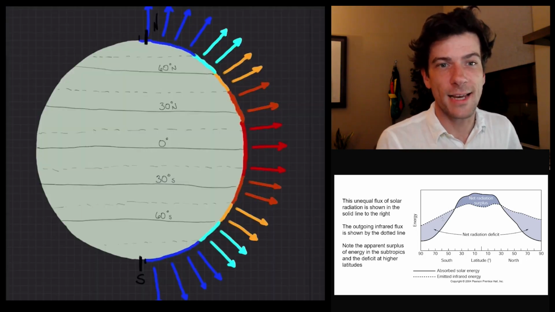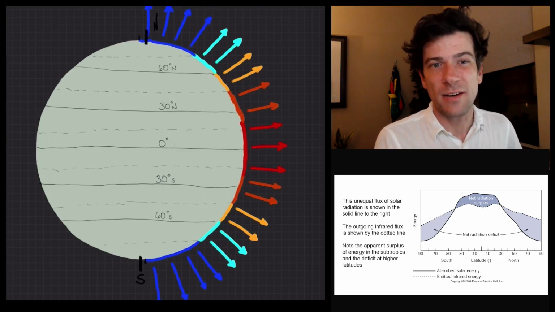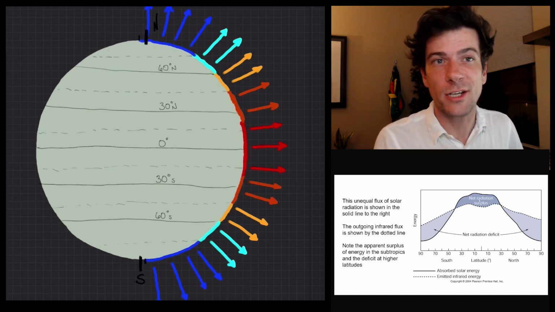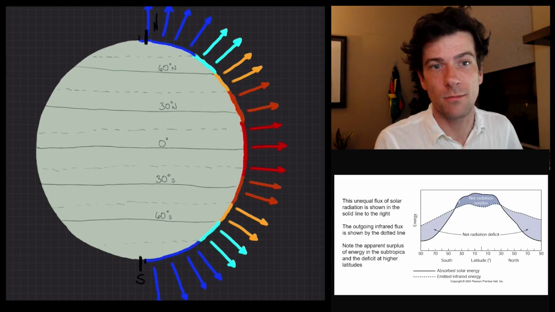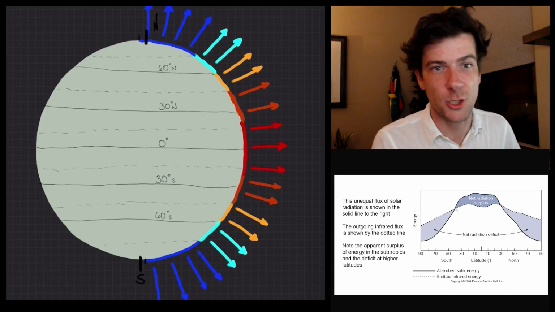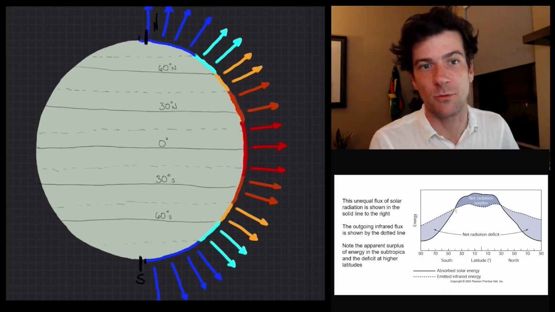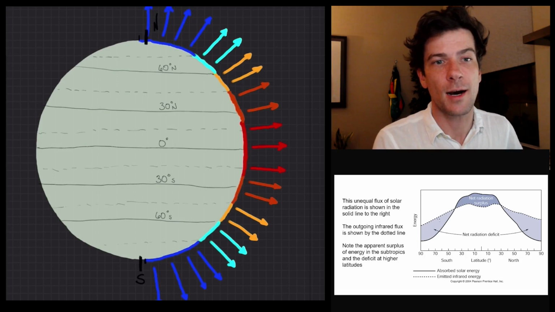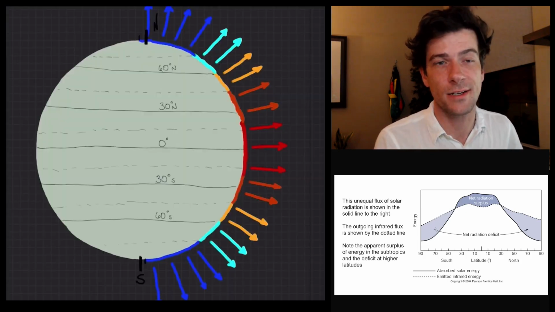That gives rise to this idea that we have a net radiation surplus, or apparent radiation surplus, in the subtropics, inside of 23.5 degrees essentially. This shows it extending out further, maybe up to 45 degrees or so. We have a surplus, but then north or south of that, at high latitudes, we have a deficit. It seems like we're emitting more energy back out to the atmosphere than we're actually receiving from the sun.